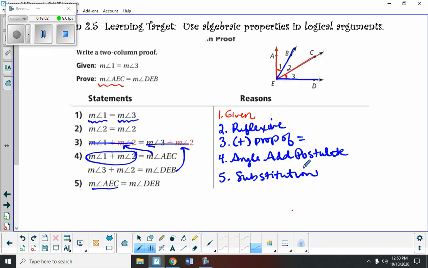So now we just showed step by step why this is true. The measure of angle 1 was equal to the measure of angle 3. We added angle 2 to both angle 1 and angle 3. And that gave us the two larger angles.